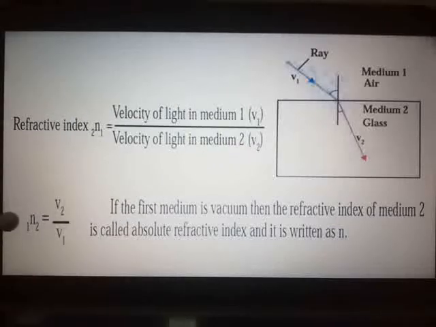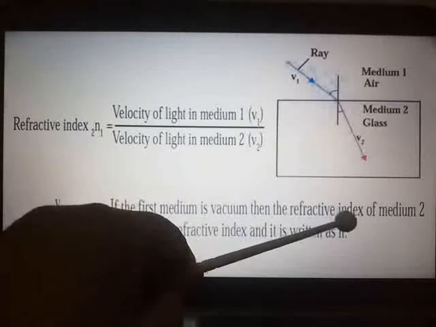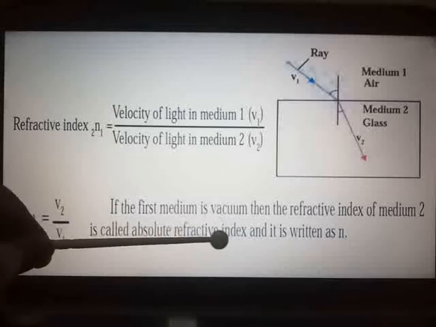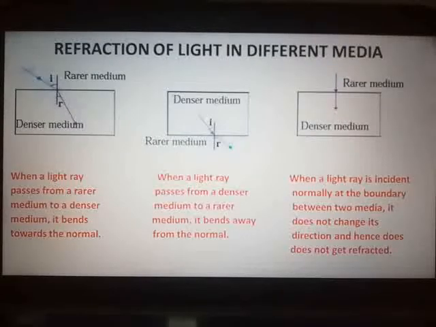In contrast, the refractive index of the first medium with respect to the second medium is v2 upon v1, and if the first medium is vacuum, then the refractive index of medium 2 is called the absolute refractive index and is written as small n. Our next topic is extremely important again from the board examination point of view, refraction of light in different media.